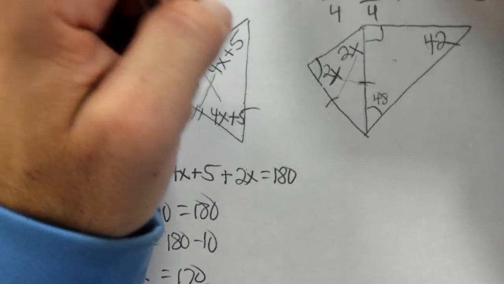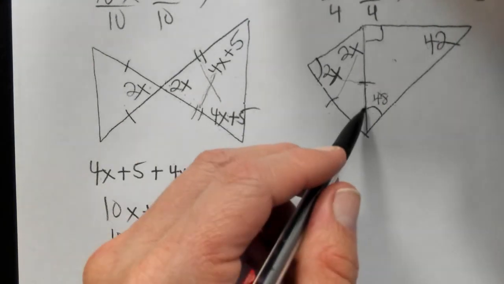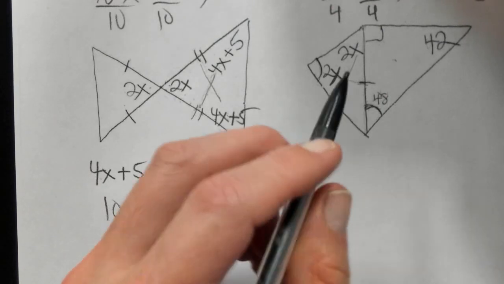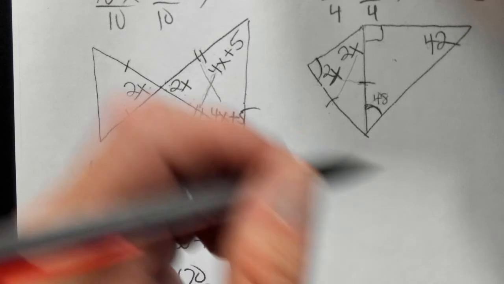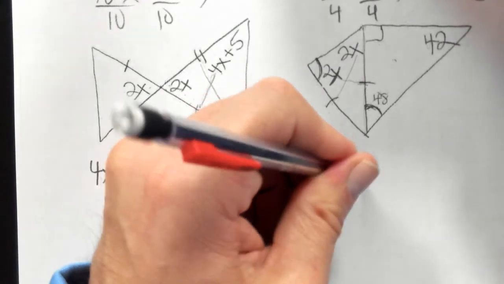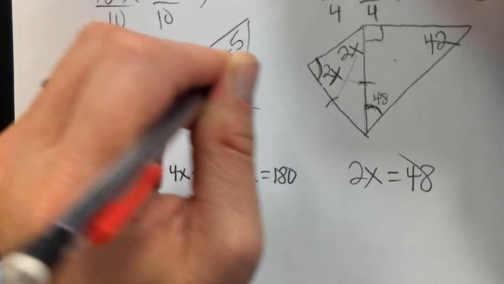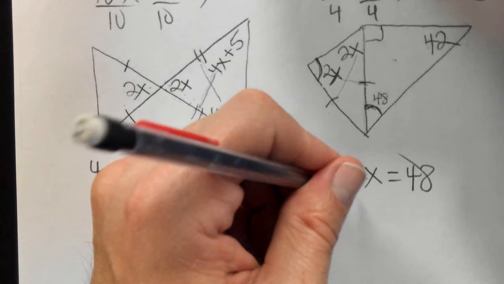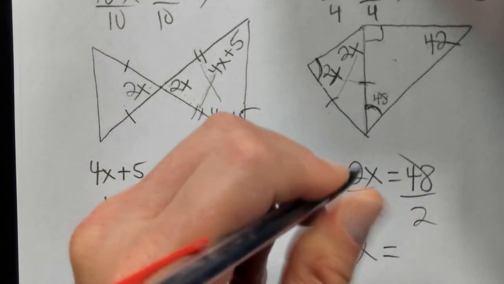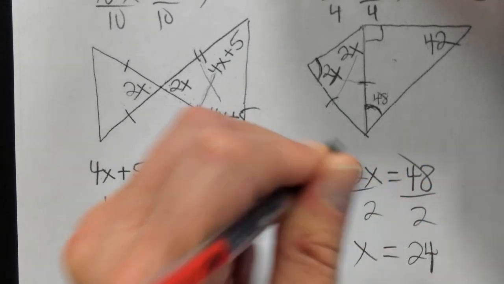Now, take a look at the other triangle. Isn't there another angle here that's labeled with 1 mark? There's another angle here that's labeled with 1 mark, and that's the 48 degrees. So what I can now say is, since these 2 are the same, I can write 2x equals 48. And to solve that, all I have to do is divide by 2, and I got it. So now we have x is equal to 24.